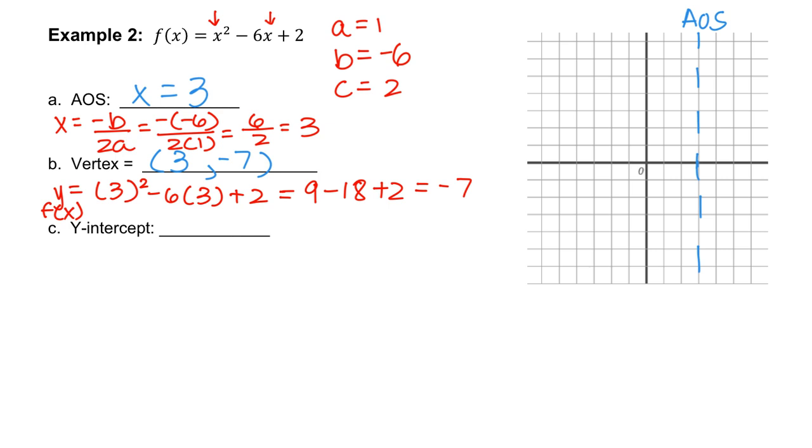So I'm going to go over to 3, and I'm going to go down 1, 2, 3, 4, 5, 6, 7, all the way at the bottom. There is my vertex.